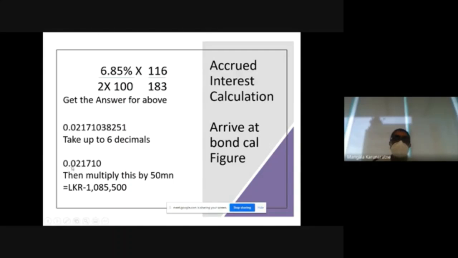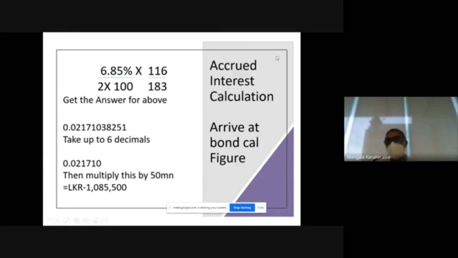So 6 decimals is 0.021710, right? Then this fraction you multiply by 50 million. So then you get the exact answer as your bond calculator or your system calculation. So this is how we arrive at the bond cal figure.